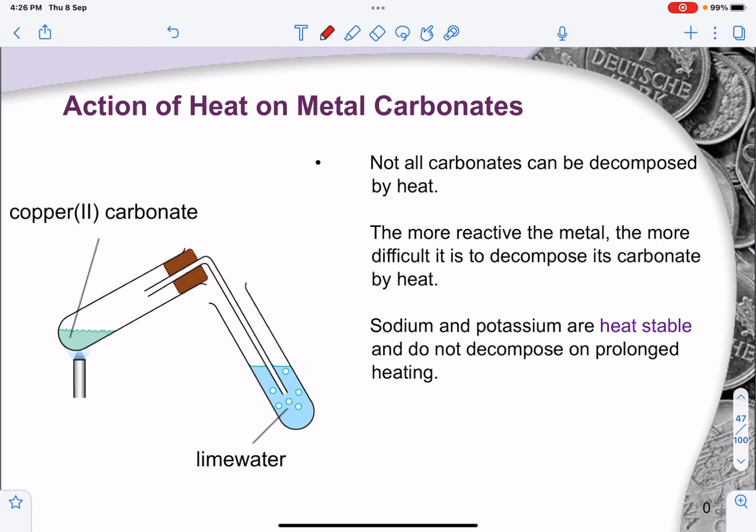And with a more reactive metal, it's actually more difficult to decompose its carbonate by heat. Sodium and potassium are heat stable and do not decompose on prolonged heating. So the other way is also true, where a very reactive metal tends to be very heat stable as well. Being heat stable, even if you prolong heating or use direct heating, you will not decompose it at all.